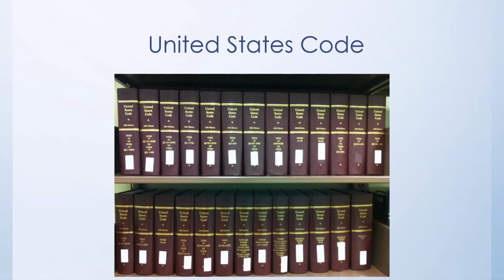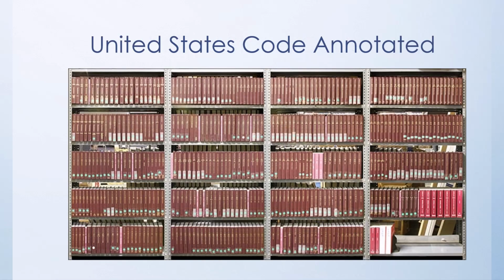Here is a complete set of the U.S. Code. We do not have this at the Indio Library. I'm not sure about the main library. But this is a complete set of the code along with its indexes. This is a complete set of the U.S. Code Annotated along with its supplements and indexes.